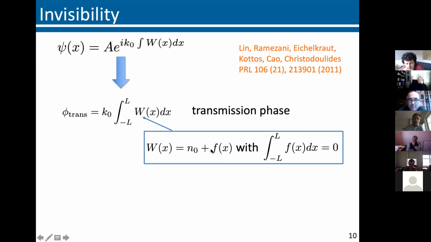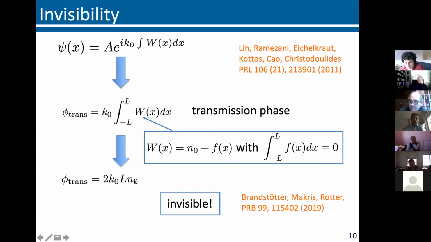Because if the extra component is larger than zero, then you get a faster phase evolution, but then you need to compensate it with a slower phase evolution, such that on average you exactly get the phase evolution that you would also get in the homogeneous background. And if you demand that, meaning that the transmission phase is 2k0L, the length of the structure times the refractive index there, then indeed the structure that you designed in that way should be invisible from one side. And this is what we showed in that paper.